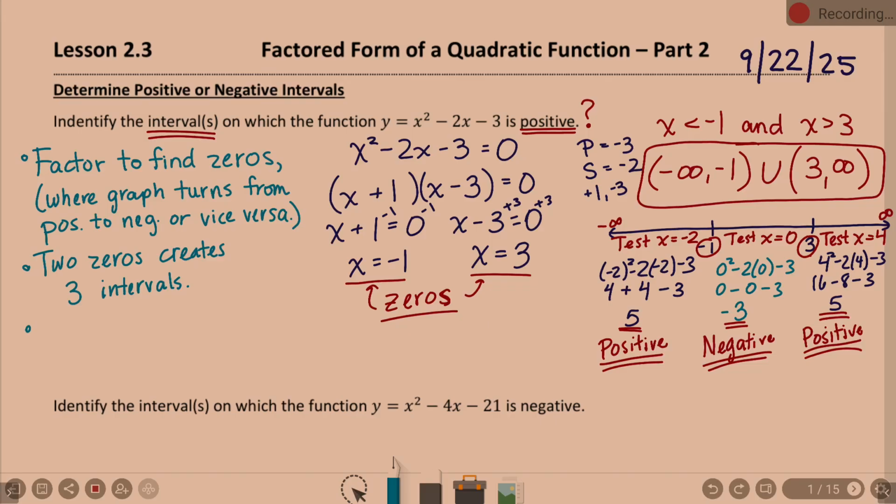And then once you find your zeros, just remember we put in test values. So pick test values in each interval. That's the final piece I'm going to write there. Test values in each interval.